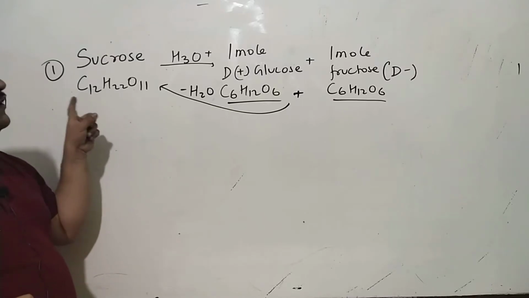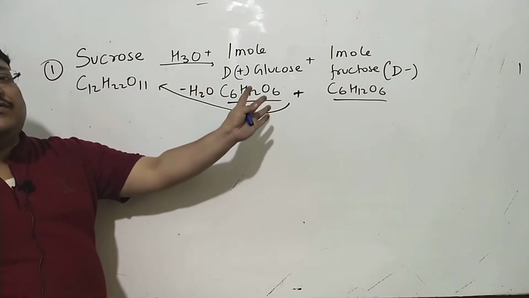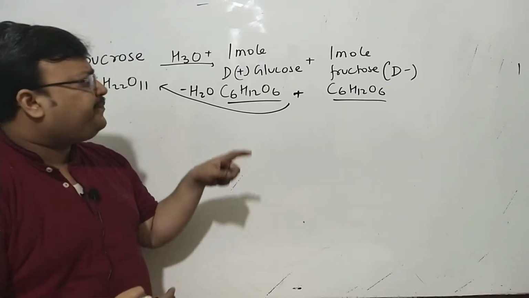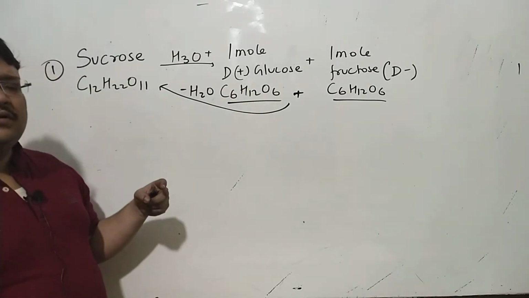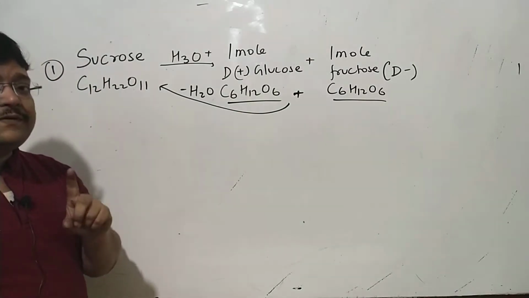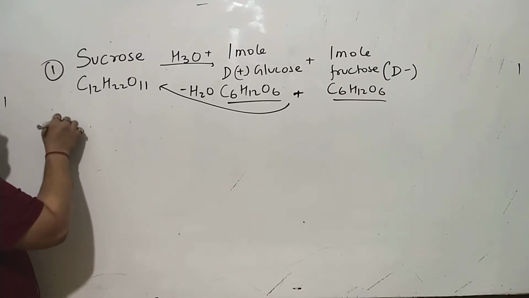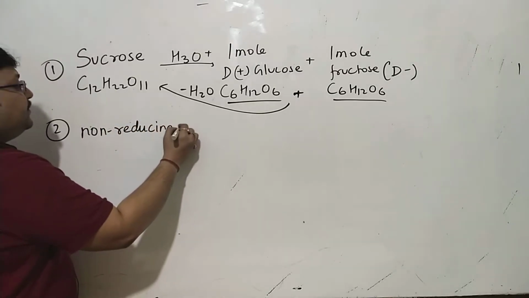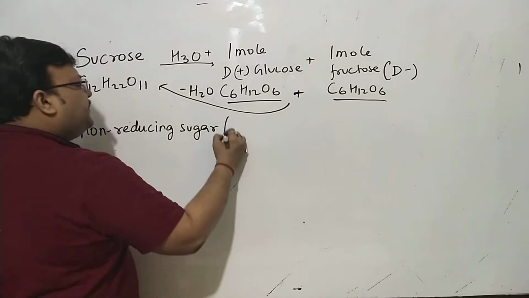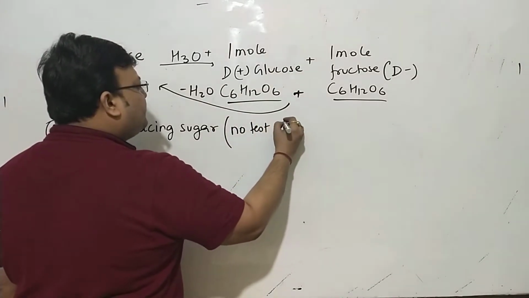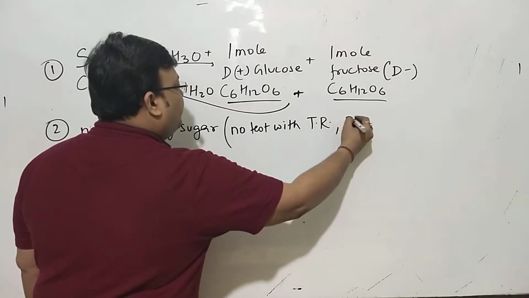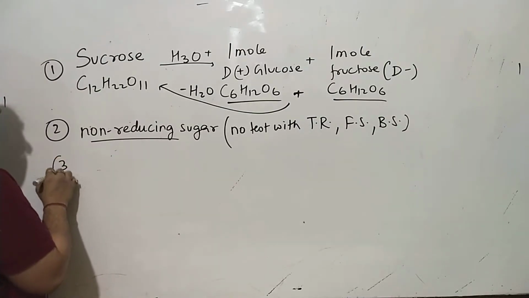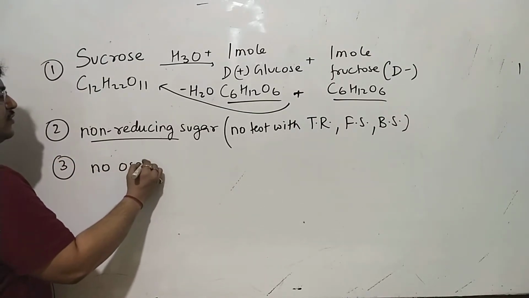So this is information 1, giving D plus glucose and D minus fructose, and we'll want to begin from this point that naturally D plus glucose and D minus fructose coming together, losing water because of so many OH groups, would have resulted in the formation of sucrose. Very, very important, sucrose is a non-reducing sugar, which means no test with Tollens reagent, Fehling solution or Benedict solution. Absolutely non-reducing.